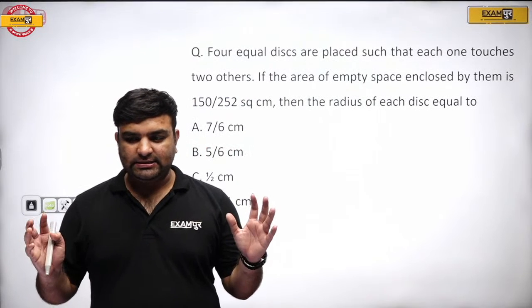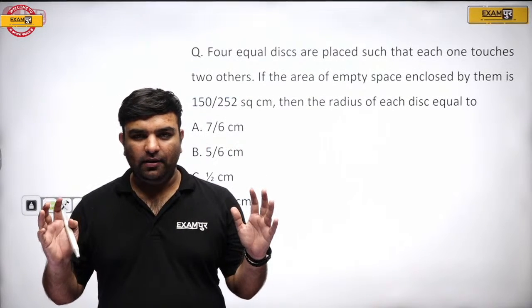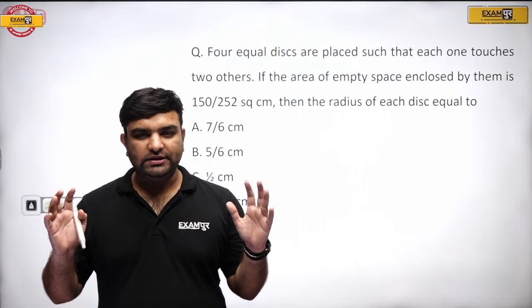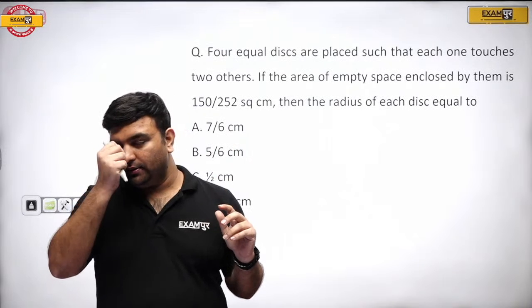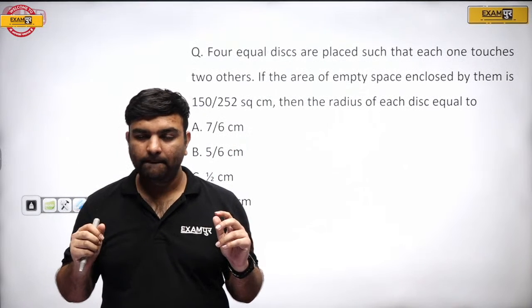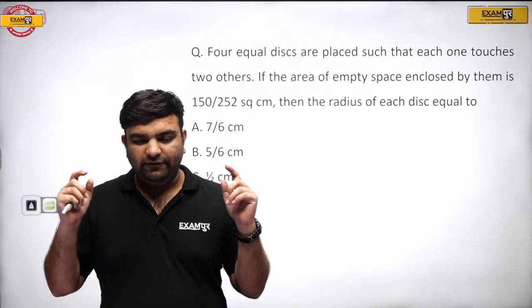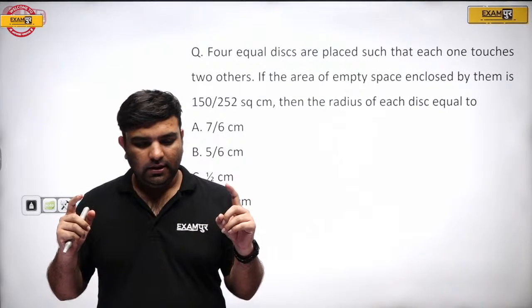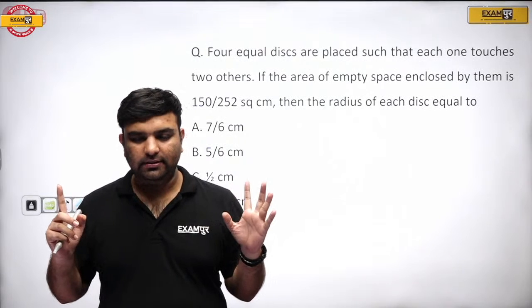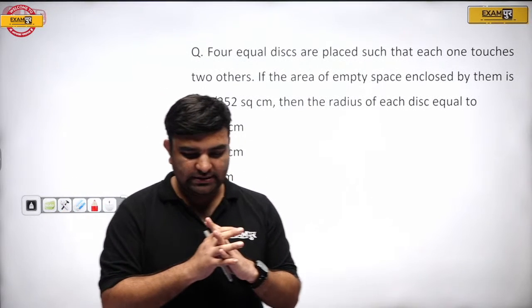Four equal discs are placed in such a manner that each one touches two others. If the area of the empty space between them is given, what is the radius of each disc?